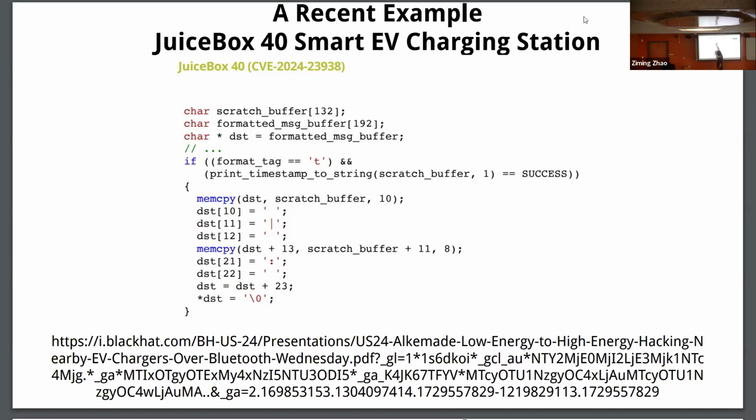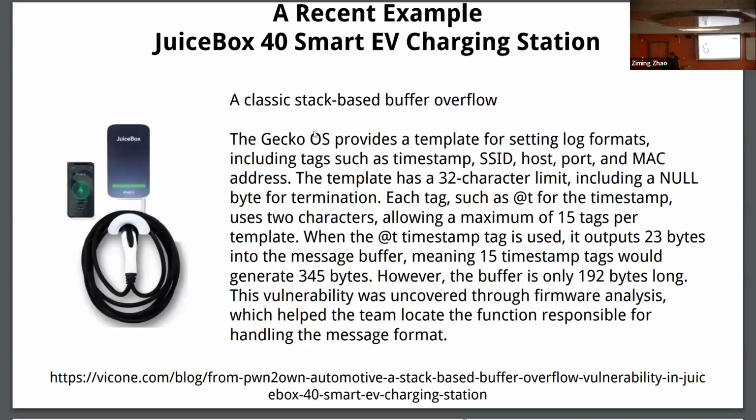I think it's a formatted message buffer, but the buffer is only 192 bytes. And because of that, you are overwriting this buffer. But what you're overwriting is much larger than this. It could be as large as 200 or 300 bytes. Let's say they can overwrite 345 bytes, but the buffer is only 192 bytes. And because of that, you can overwrite the return address or other things.